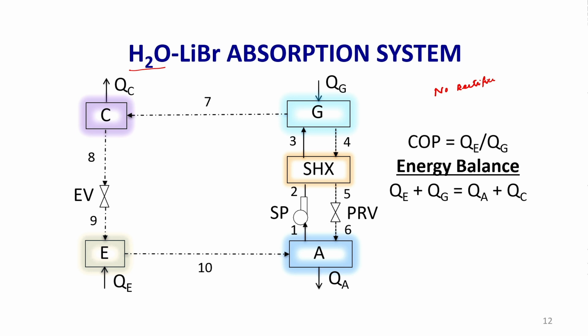There is only one device which is not present, that is the rectifier. There is no rectifier in the water lithium bromide system, because the refrigerant vapor coming out does not contain any absorbent. Here the absorbent is lithium bromide. Okay. So, here the energy balance is QE plus QG equal to QA plus QC.